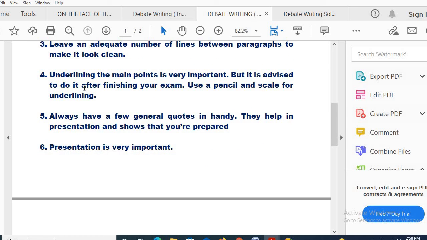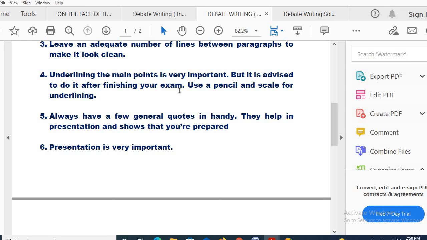Now I am moving on. Underlining the main points is very important, but it is advised to do it after finishing your exam. Now in CBSE papers this is advisable, not only in my subject, in other subjects also, that if you underline the main points, in the eyes of the evaluator, you will achieve a good impression. I hope I made myself very clear. So my suggestion to all of you is that the main points should be underlined.